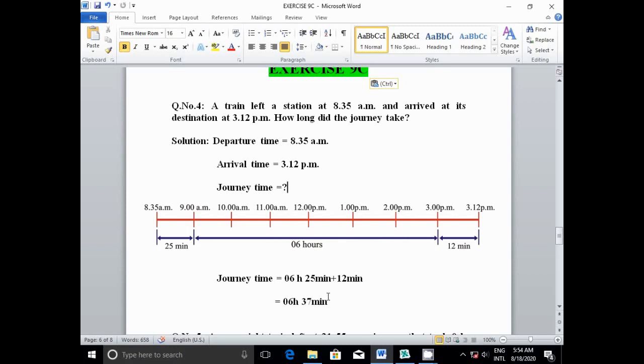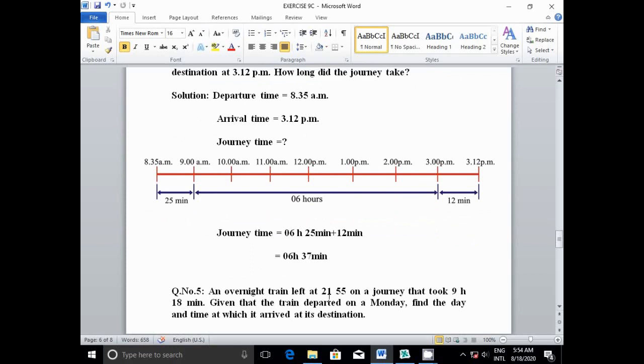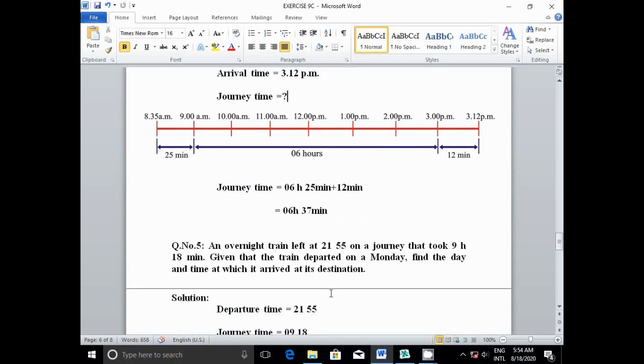Next question, question number 5. An overnight train left at 21 hours 55 minutes on a journey that took 9 hours 18 minutes. Given that the train departed on a Monday, find the day and time at which it arrived at its destination.